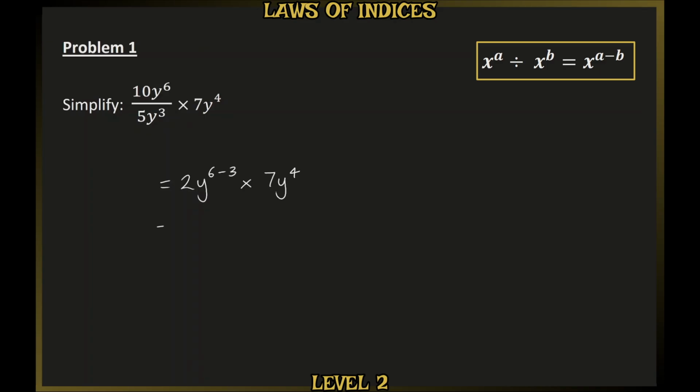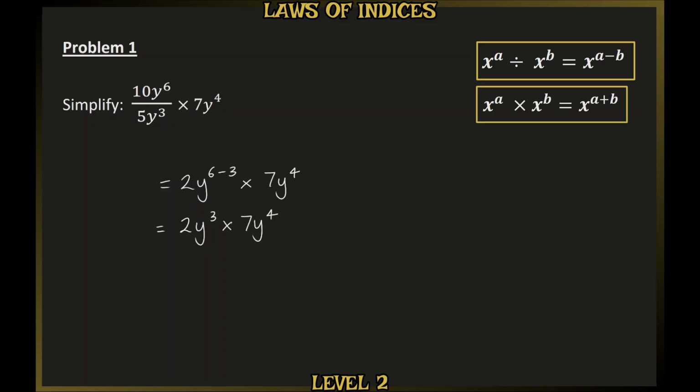Now simplifying 6 minus 3, we have 2y to the power of 3 multiplied by 7y to the power of 4. Since we're now multiplying indices together, we're going to use this law, which tells us that we need to add the powers. So starting with 2 times 7, this gives us 14, and then using our law, y to the power of 3 multiplied by y to the power of 4 is y to the power of 3 plus 4. And since 3 plus 4 is 7, our final answer for problem 1 is 14y to the power of 7.